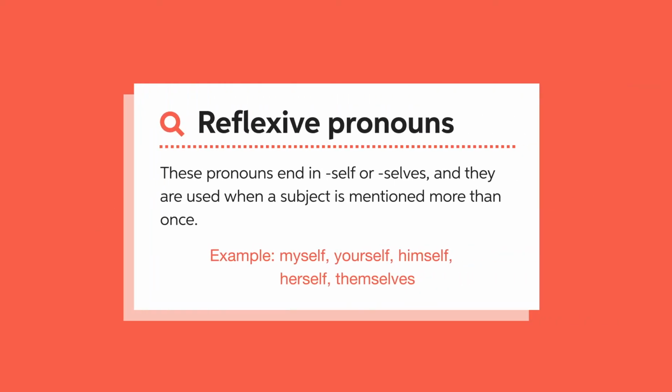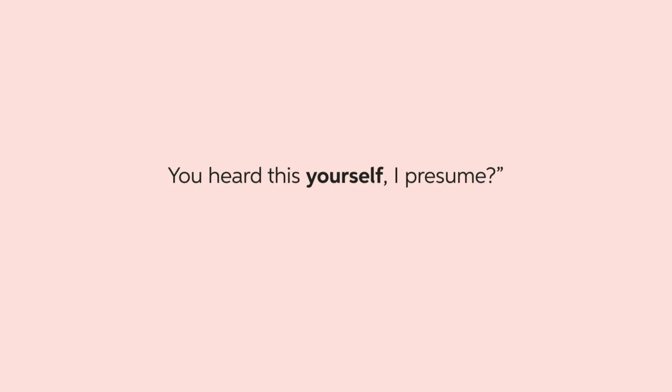Reflexive pronouns end in self or selves, and they are used when a subject is mentioned more than once. They reflect a previously mentioned word and can only serve as the object of a sentence or clause. You heard this yourself, I presume. Reflexive words may also add emphasis in a sentence. When used in this manner, they are called intensives. I didn't hear it myself, no.